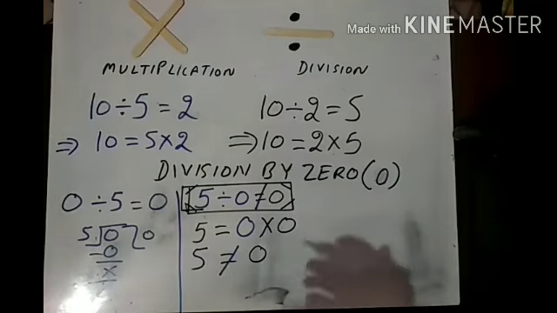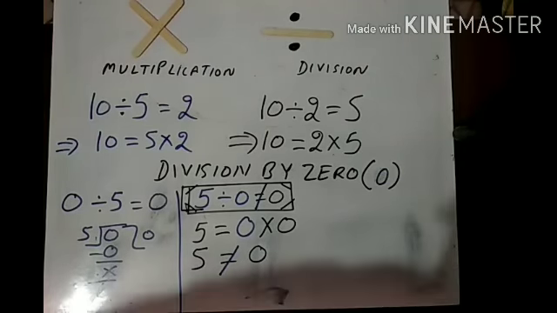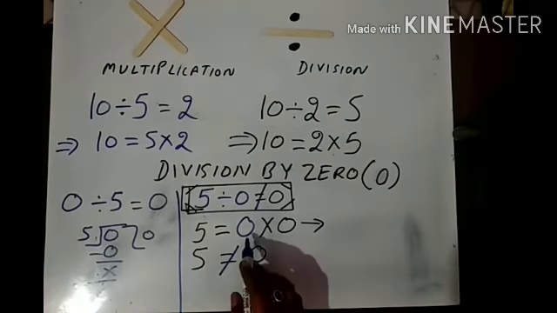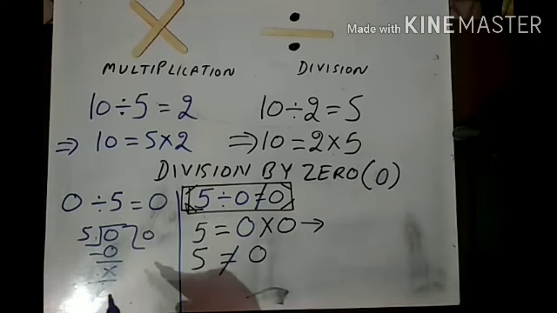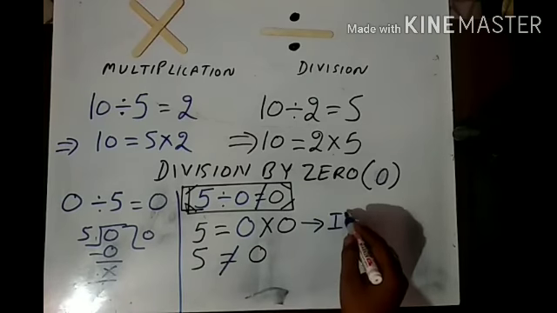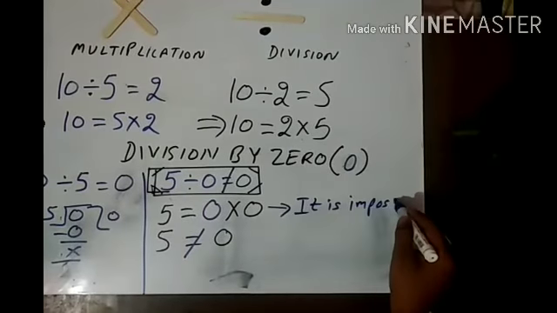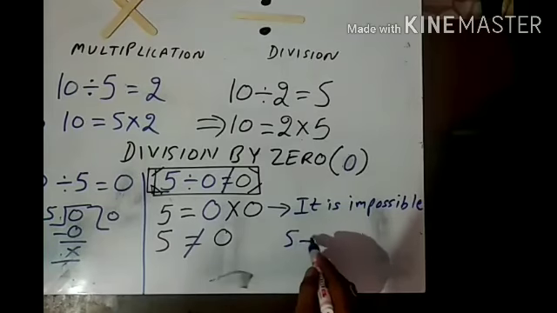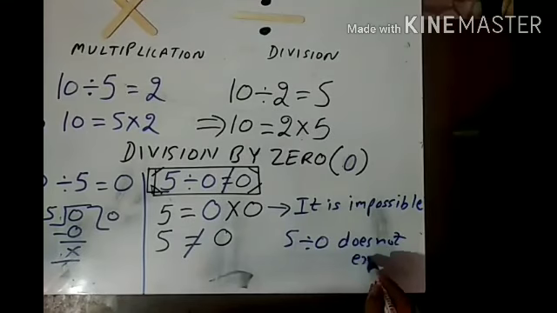Now, then what will be the answer? If 0 is not the answer, then what is the answer? So we come to this step. You can see that it is never possible that if 0 is multiplied by 0, the answer should be a whole number. So I can say it is impossible. So 5 divided by 0 does not exist.